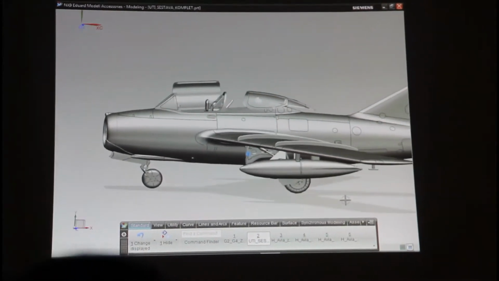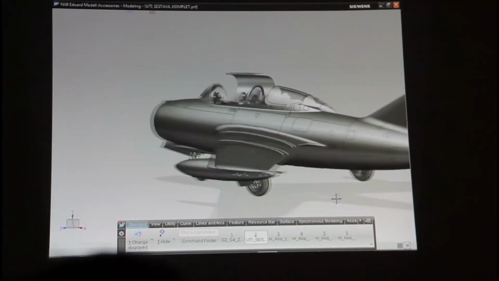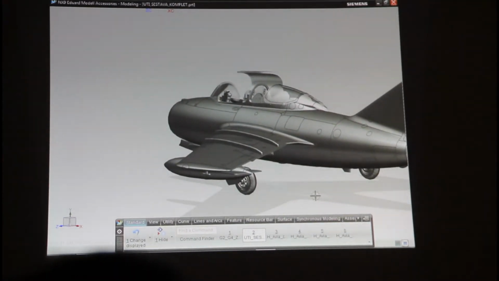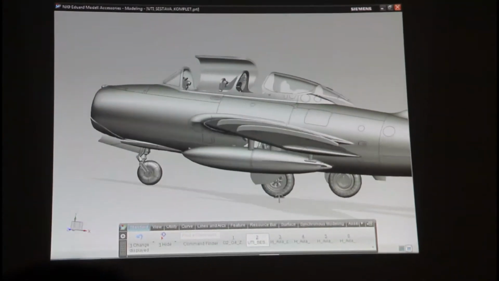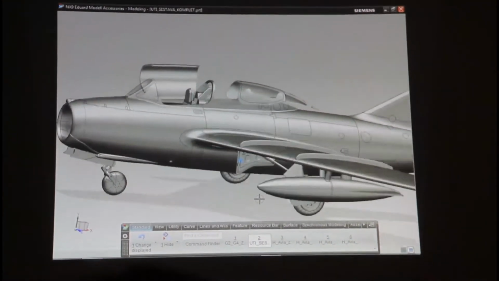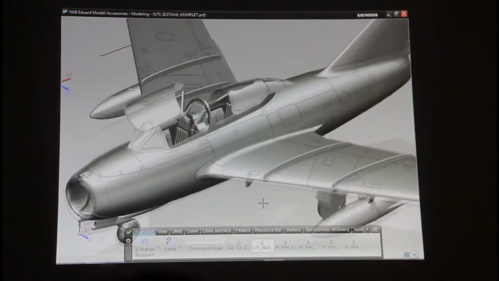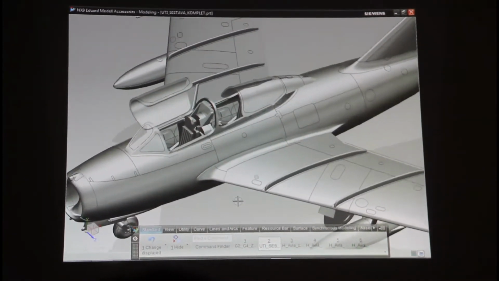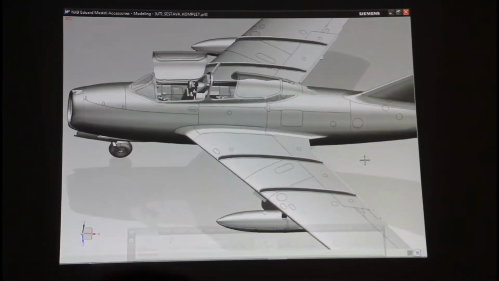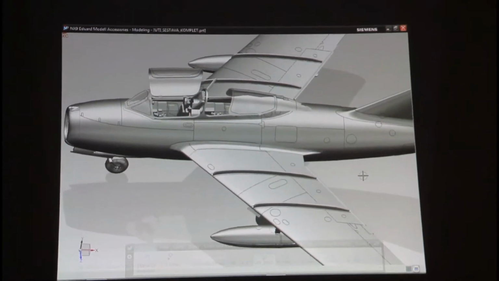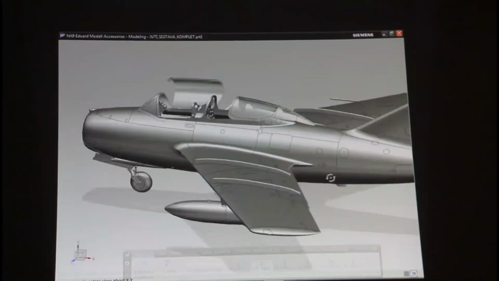Okay, and the last project, 48. 72 scale, two-seater of MiG-15s. Yeah, but when it's scaled up, we do not plan to do it.